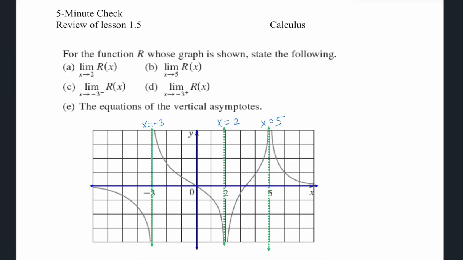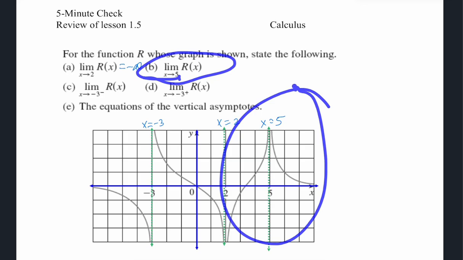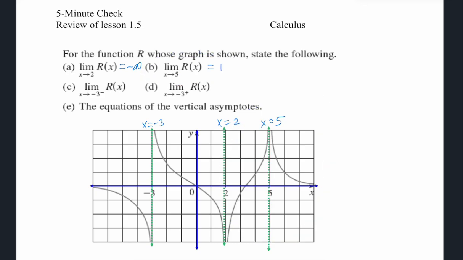So you always want to contemplate that first. A says what's happening as we approach an x value of 2. So that's this one. They both match and they're both going down. Our answer is -infinity. This one, we're looking at 5 right here. They're both going up. They both match. The answer is +infinity.